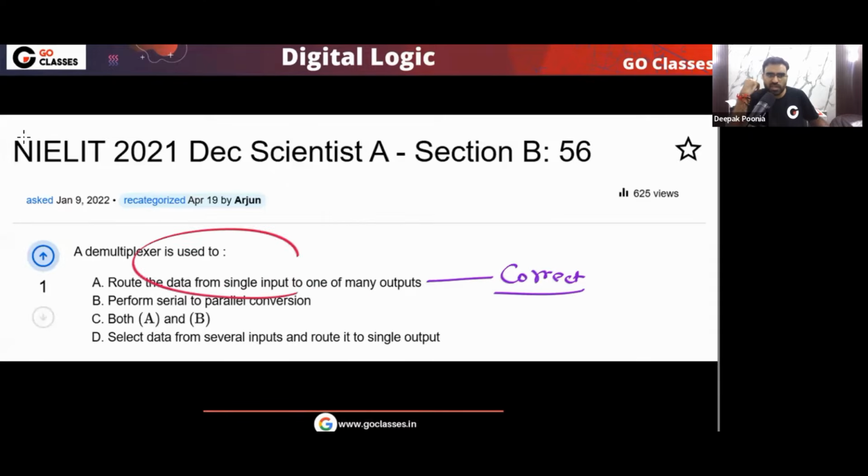What we do is, this single input will appear on one of the many output lines. One of these output lines will be activated depending on the selection lines, the select inputs. You can see the single input will appear on one of the output lines. So a demultiplexer is used to route the data from a single input to one of many outputs. So option A is correct.